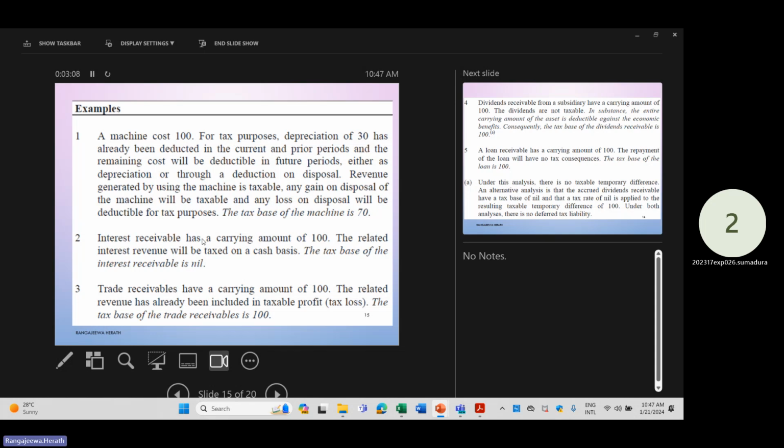So deferred tax is not only related to depreciation, right? Depreciation is a main area where the carrying amount and tax base vary. But these are some examples where carrying amount and tax base vary.